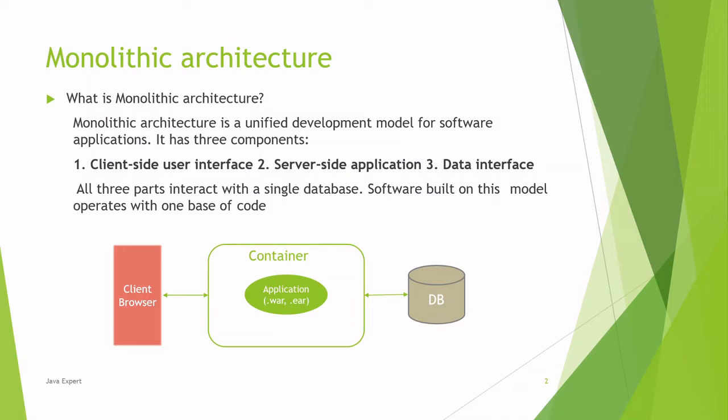We all know that in monolithic architecture we will have one package, a WAR or EAR file, which will have all our application related components. Majorly we can classify them into three parts: client side user interface, server side application, and data interface. When you are referring to the client side user interface, it can be HTML, JSP, CSS, or JS files.